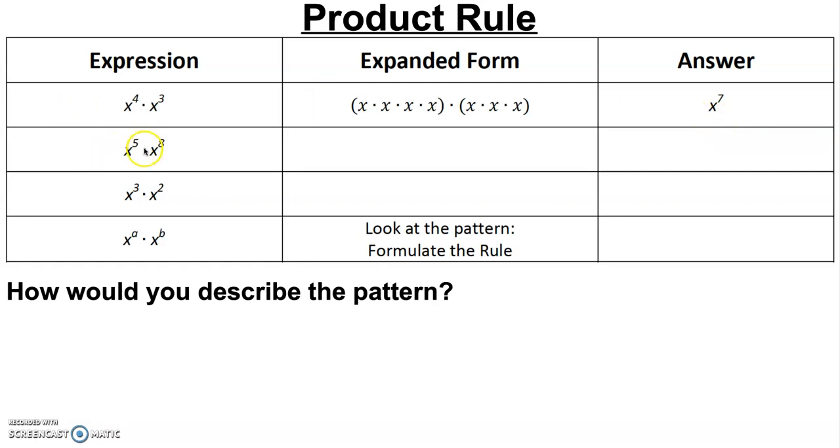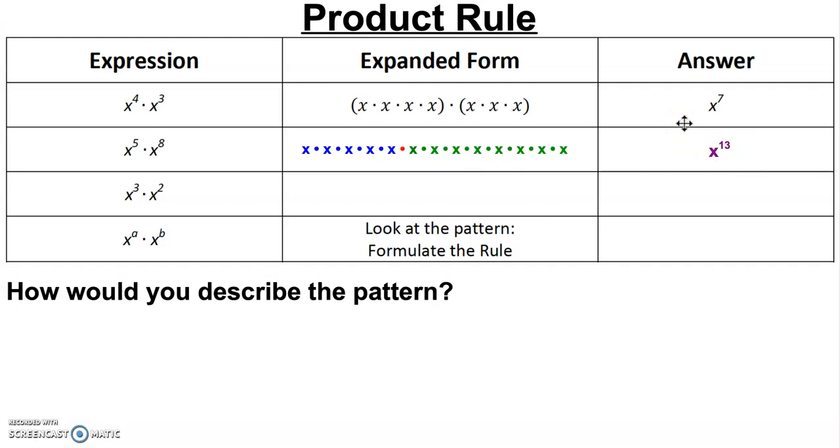What about x to the 5th times x to the 8th? When we write it out in expanded form, we have x times x times x times x times x for x to the 5th, and x times x times x 8 times for x to the 8th. And we're multiplying those together. Well, in all, how many times are we multiplying x by itself? 1, 2, 3, 4, 5, 6, 7, 8, 9, 10, 11, 12, 13. So it's x to the 13th when it's simplified.